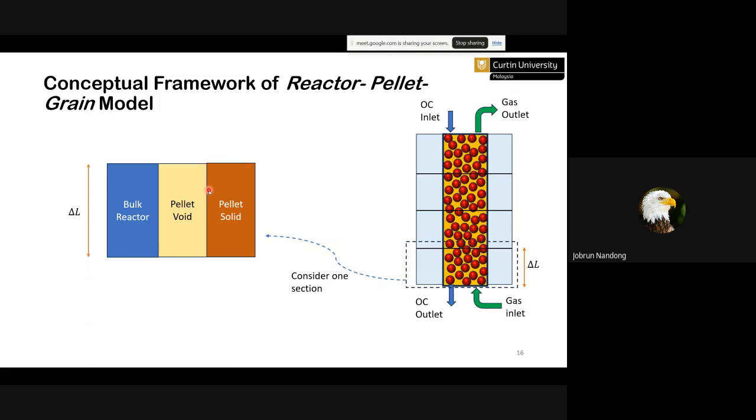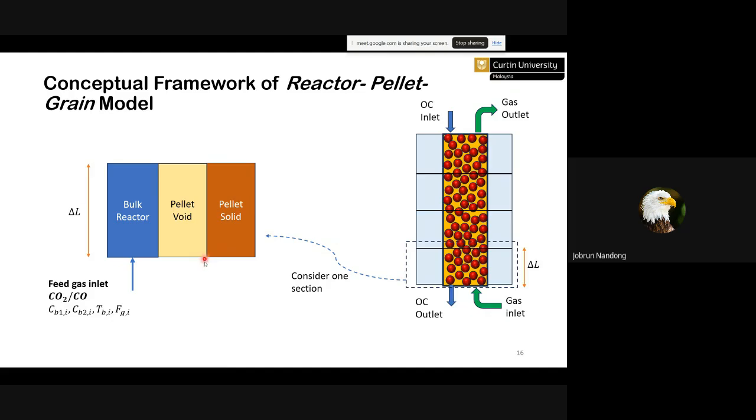So this, with delta N, is the length of the section. Imagine now we have feed gas, which could be a mixture of CO and CO2. We have an initial or inlet concentration, CB1I and CB2I, the temperature TBI, and the flow rate for that gas. So that gas will flow to the bulk reactor.